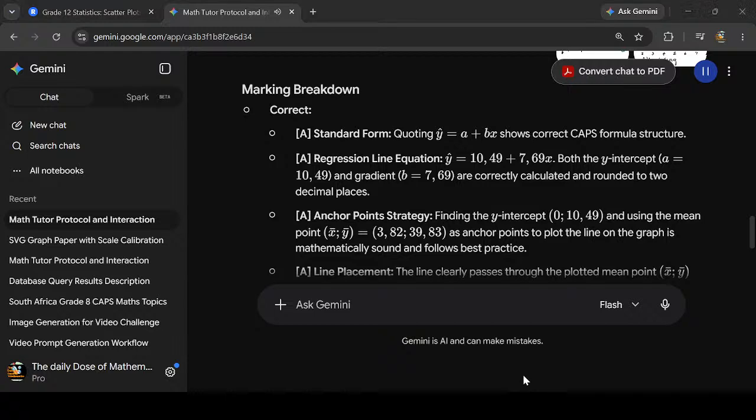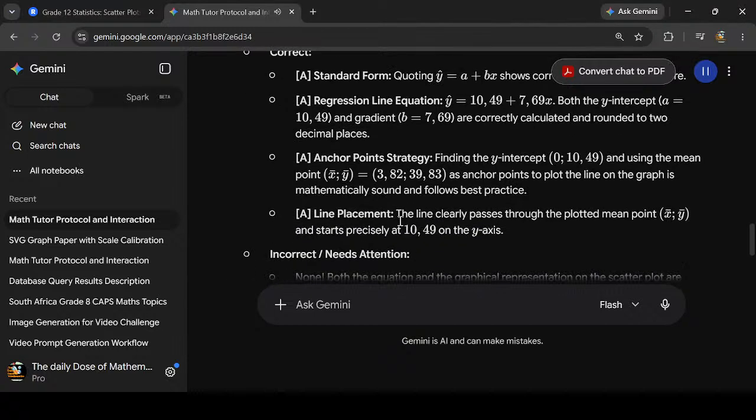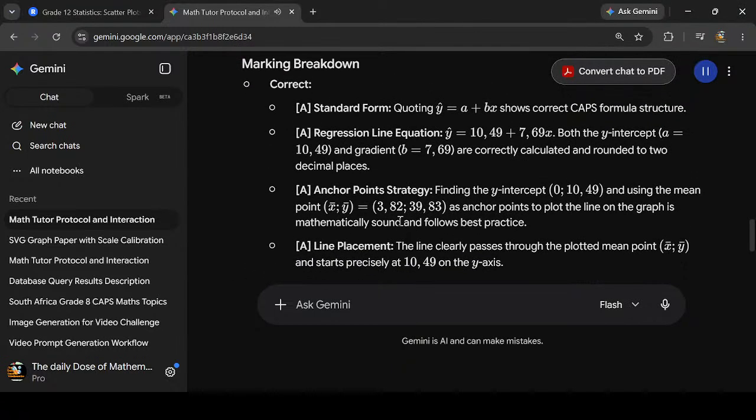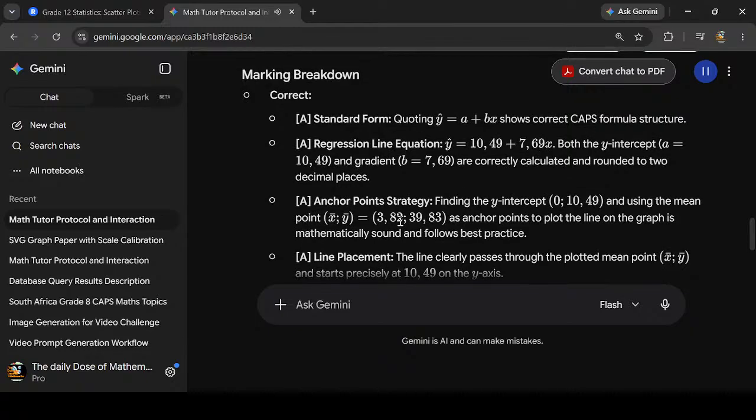Marking breakdown. Now listen. Correct standard form. Quoting ŷ equals a plus bx shows correct CAPS formula structure. Regression line equation: ŷ equals 10,49 plus 7,69x. Both the y-intercept, a equals 10,49, and gradient, b equals 7,69, are correctly calculated and rounded to 2 decimal places.